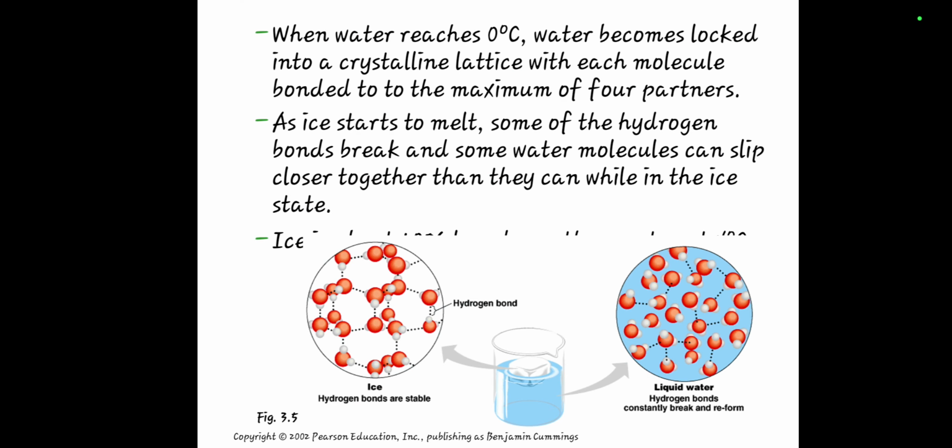Next, when water reaches 0 degrees Celsius, it becomes locked into a crystalline lattice, with each molecule bonded to a maximum of 4 partners. As ice starts to melt, some of the hydrogen bonds break and some water molecules can slip closer together than they can in the ice state. So it explains how ice becomes liquid water. From the process of the melting point and the hydrogen bonds breaking, that explains how ice can be formed into liquid water, or liquid water into ice. Take note of that.